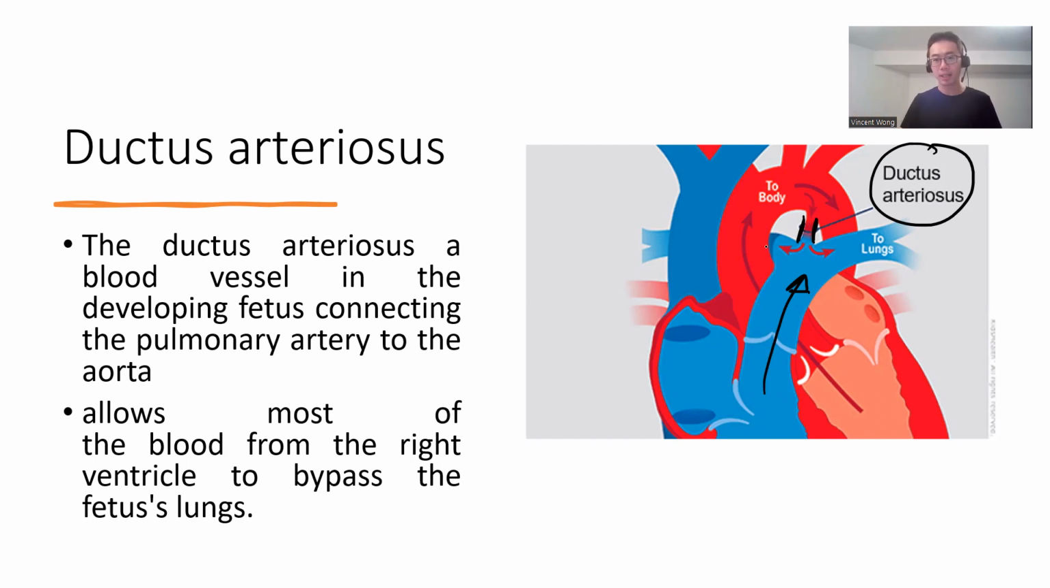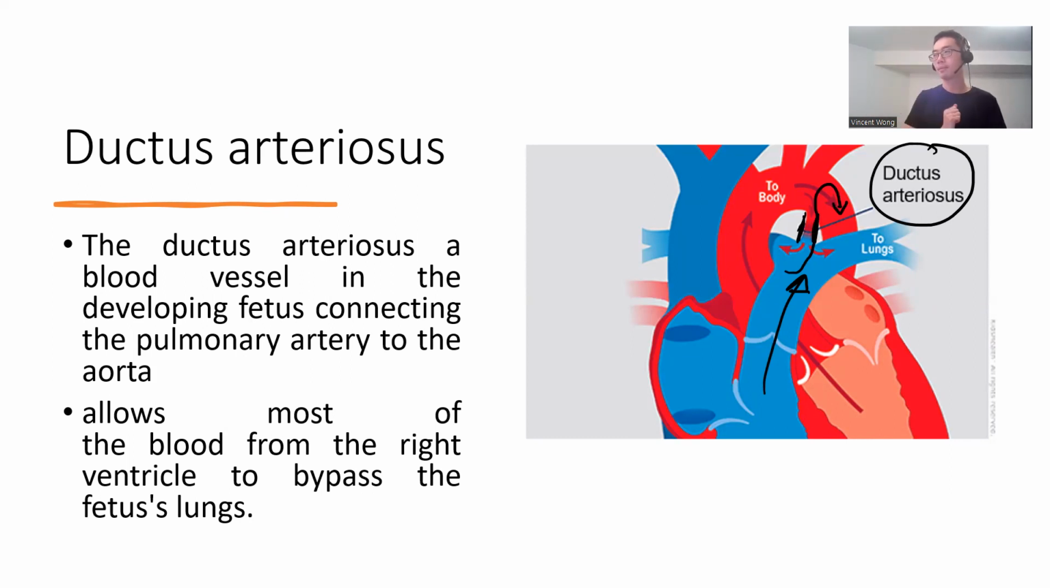So the pulmonary artery is supposed to go to the lungs, right? But for the fetus, we don't need to take it to the lungs because the lungs are not breathing oxygen. So there is a shortcut called the ductus arteriosus in the fetus that allows the blood to skip the lungs and go directly to the aorta. That creates some efficiency, right? Let's just skip directly to the aorta.